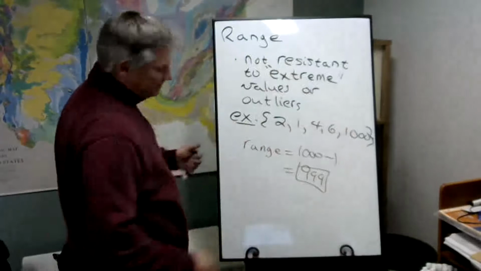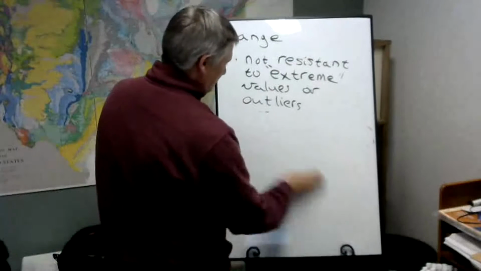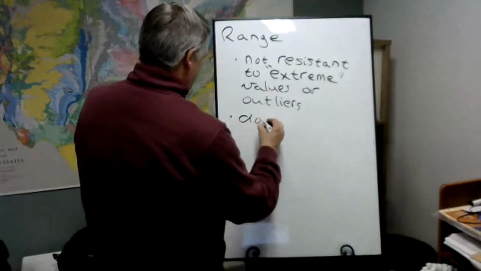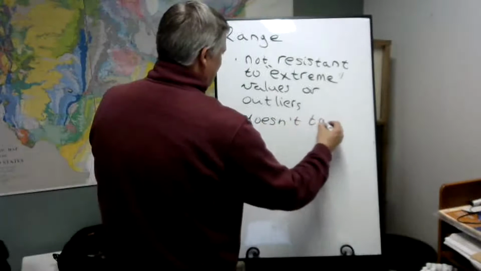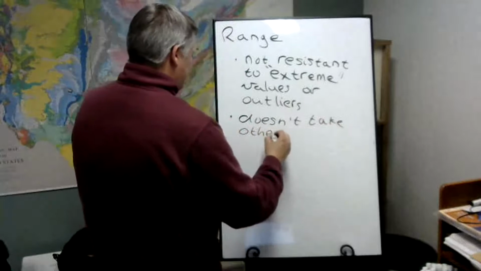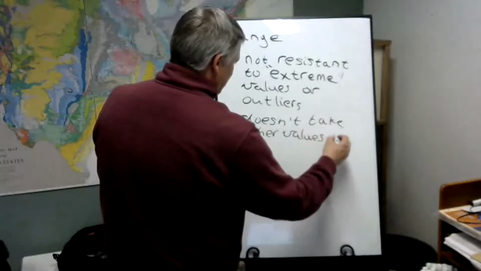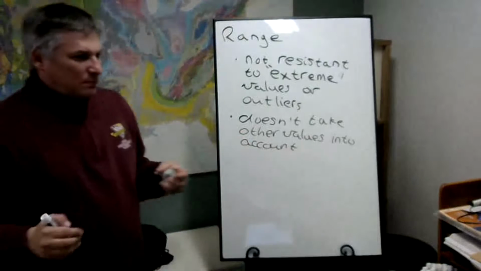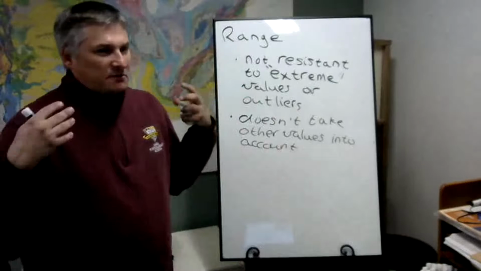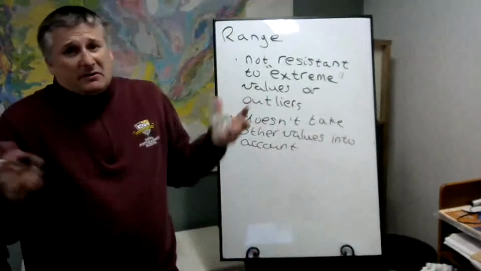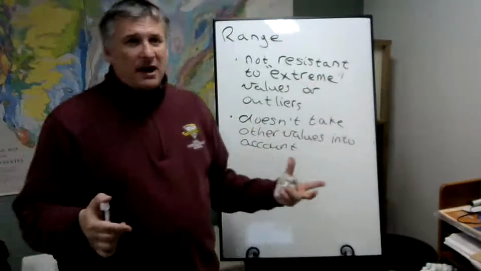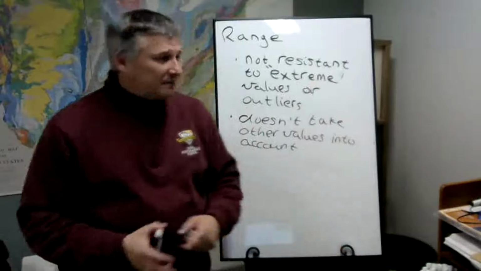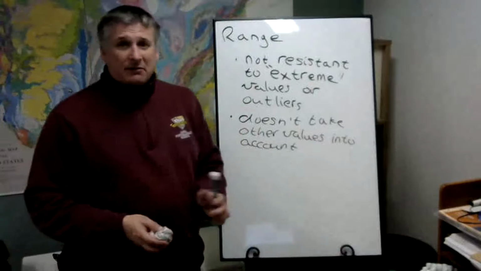Another thing about it, it doesn't take other values into account. So one value changed, and the other 4 can't really do anything about it, and you still get this massive range. So it ignores these other values. Well, it doesn't ignore 1, but the 2, 4, and 6 are just out of luck. They can't influence what's going on at all. So it doesn't take other values into account.